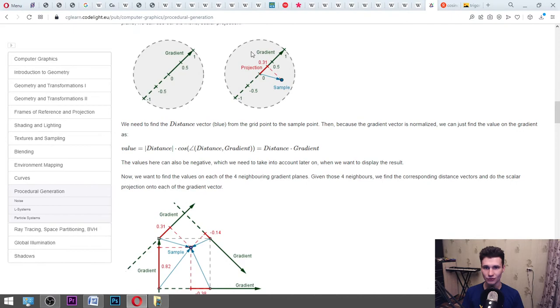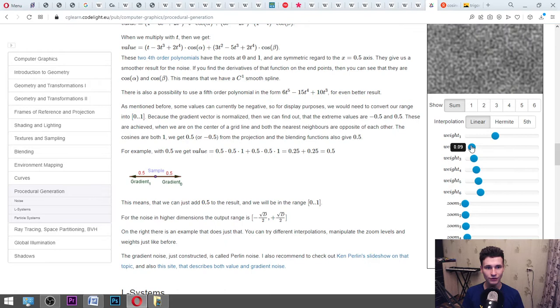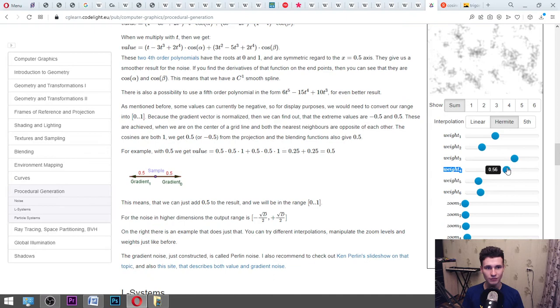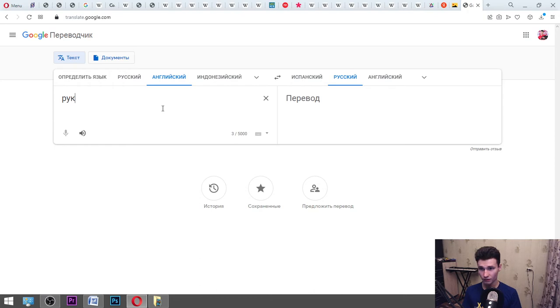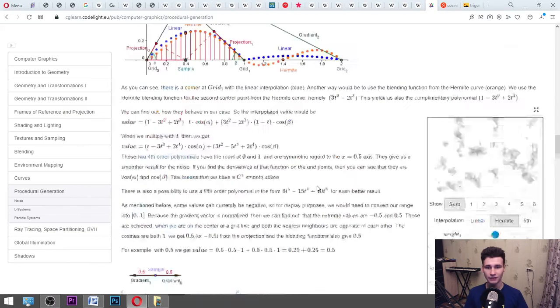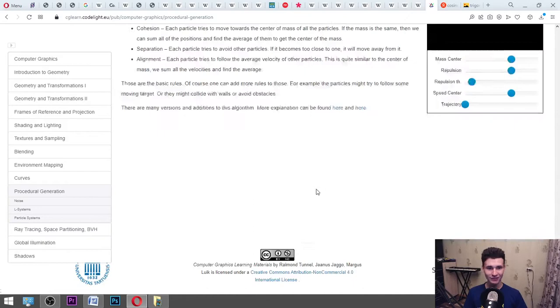Gradient, projections we have here, some of the weights of granules. And different colors. Hermite also we have. What's Hermite, by the way? One moment. Hermite. Okay, what is it? If you know, let me know in the comment section. It will be interesting to know. Particle also. And emitter and emission from them.